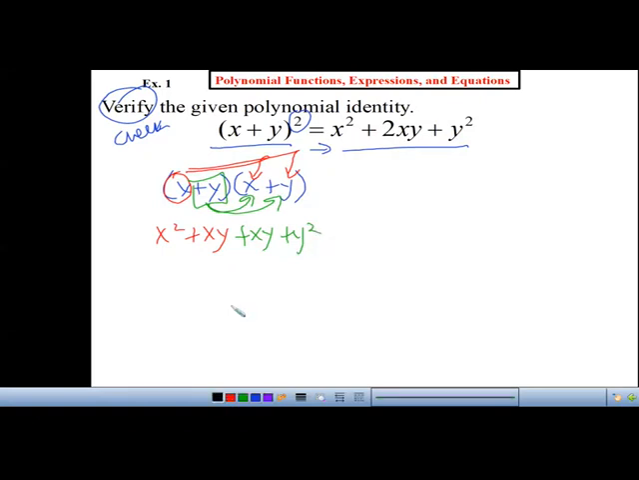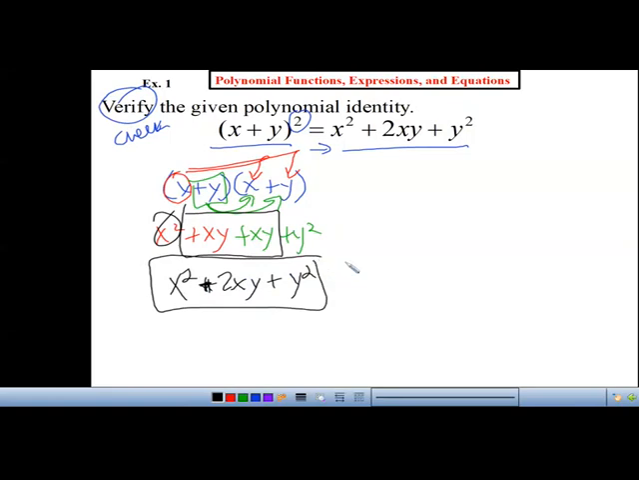All right. So simplify. X squared, xy plus xy, that's 2xy. Okay. Bring this down. Y squared. Question. Check out the word that I'm going to use. Is this identical to that?